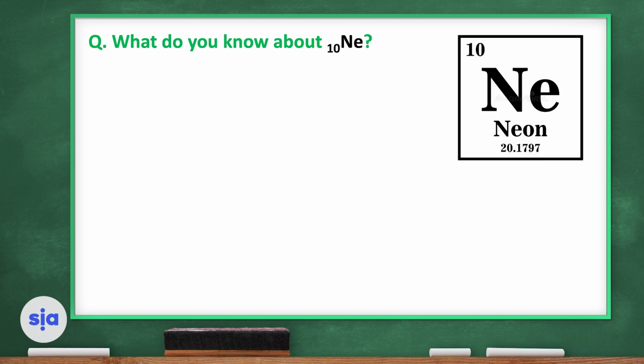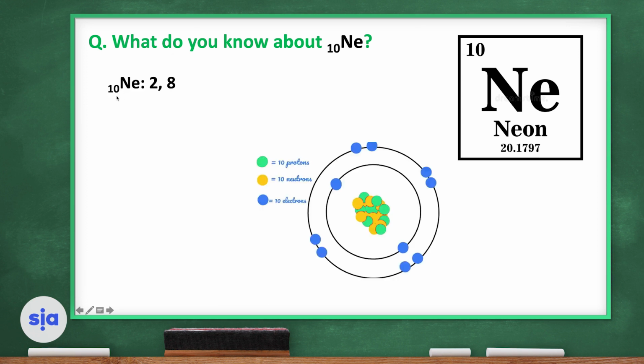Let's discuss neon. Now it's easy for you. 10 is the atomic number of neon. 10 protons in the nucleus and 10 electrons distributed as follows: 2 electrons in the inner shell and 8 in the outer shell. And neon is considered to be a noble gas.